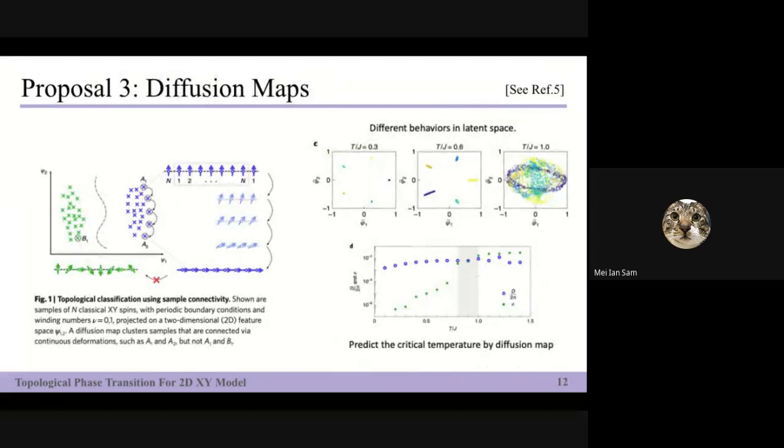And last, the diffusion maps method. Diffusion maps consider the transition probability between data and embed data in a lower dimensional space. Distance between 2 data points is defined as their similarity of the probability paths. In the 2-dimensional XY model's case, data with the same Whiting number will form one cluster in the diffusion space.